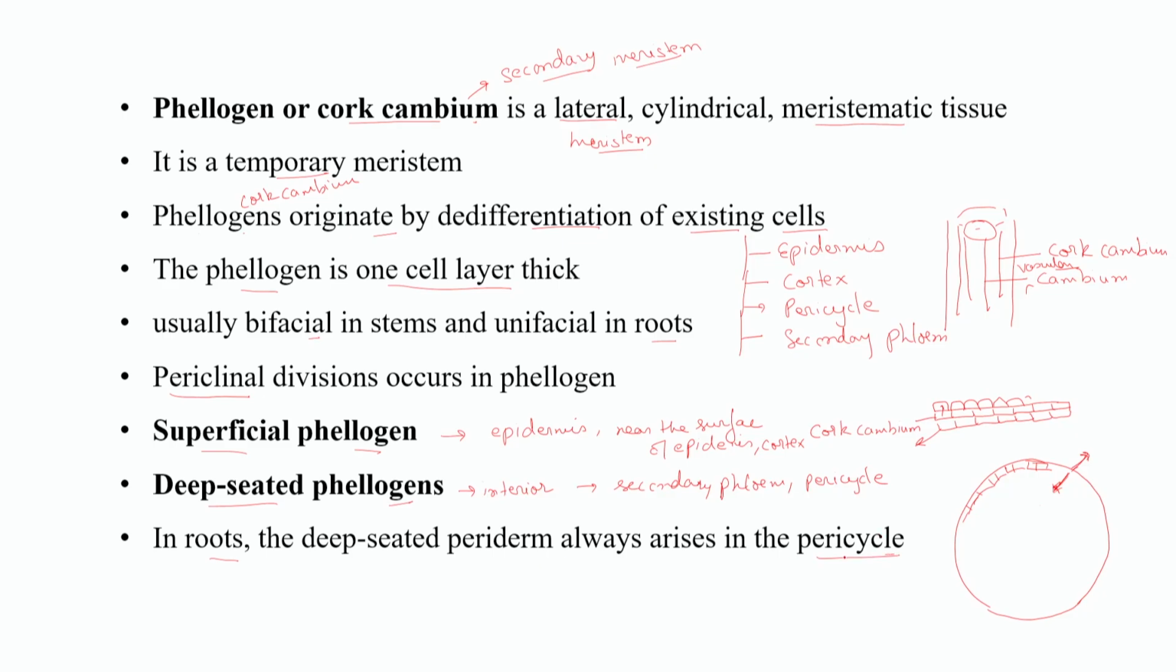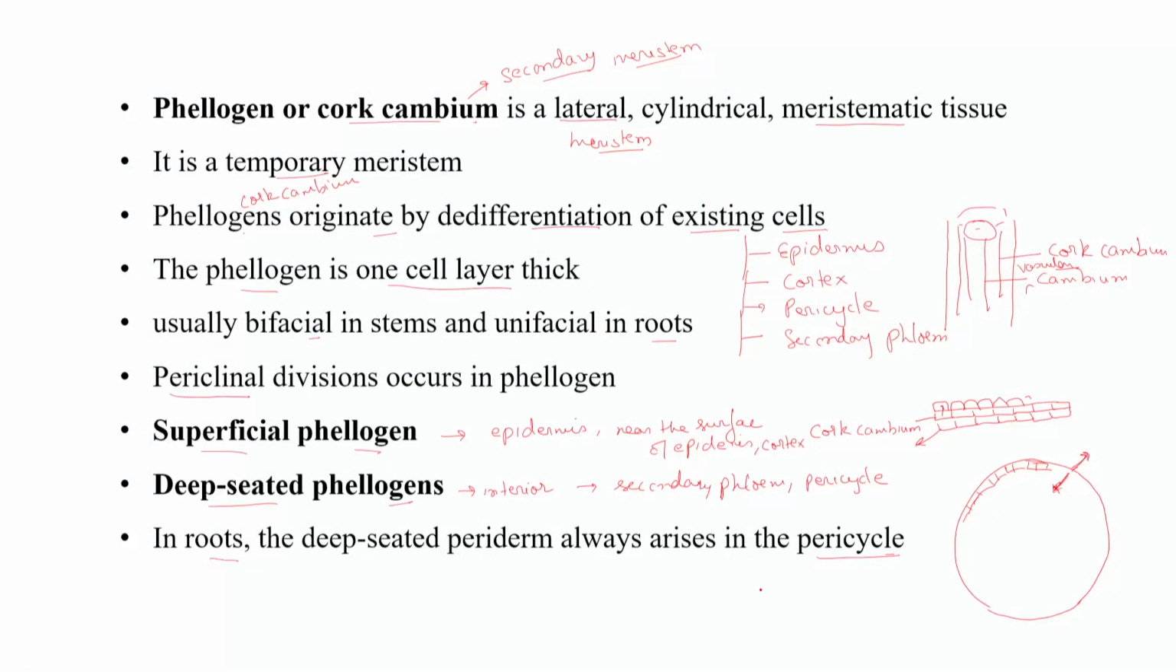That we have discussed several times, that pericycle has a lot of meristematic activity and helps in formation of the periderm. In root it also helps in formation of the lateral roots. Now, the region from where this phellogen or the cork cambium is arising is also important.